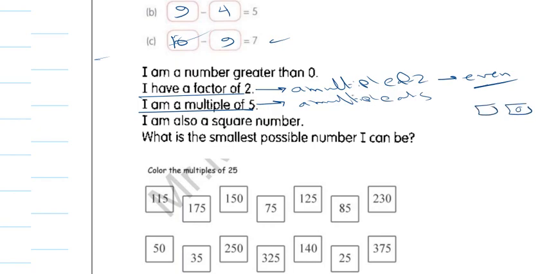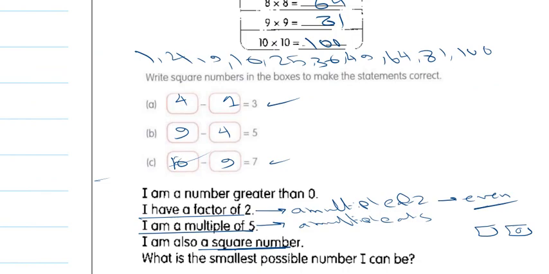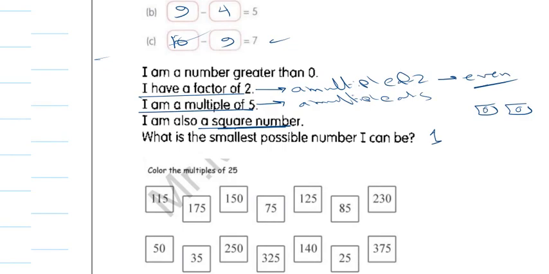And I'm also a square number. Which square number ends in 0? You will find that 100 is a square number that ends in 0. What is the smallest possible number I can be? It will be 100 because this number is a multiple of 5, a multiple of 2, and a square number.